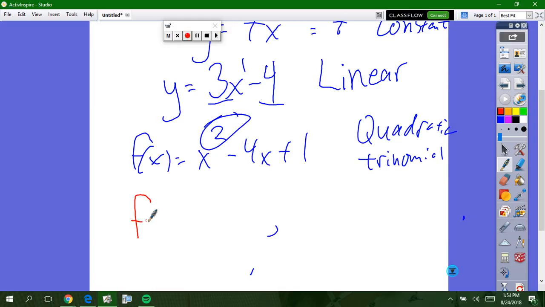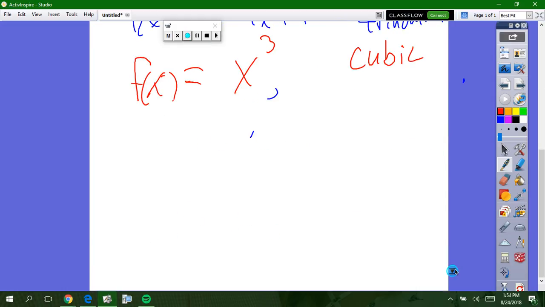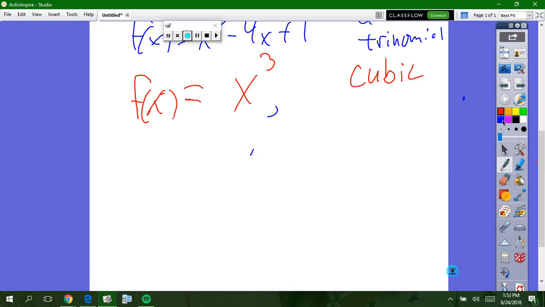How about this? The polynomial. Yeah, what kind? Cubic monomial. Okay. Everybody with me? Are we doing okay? We getting better? Okay.